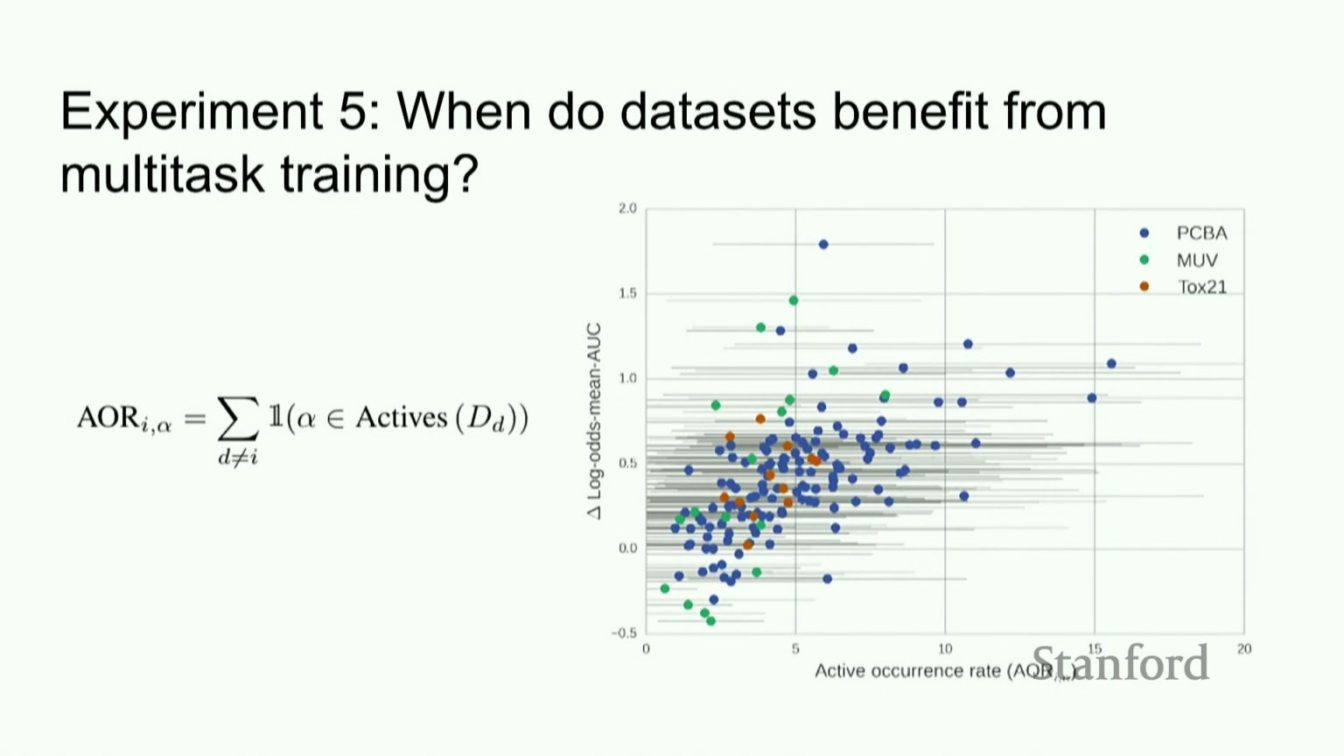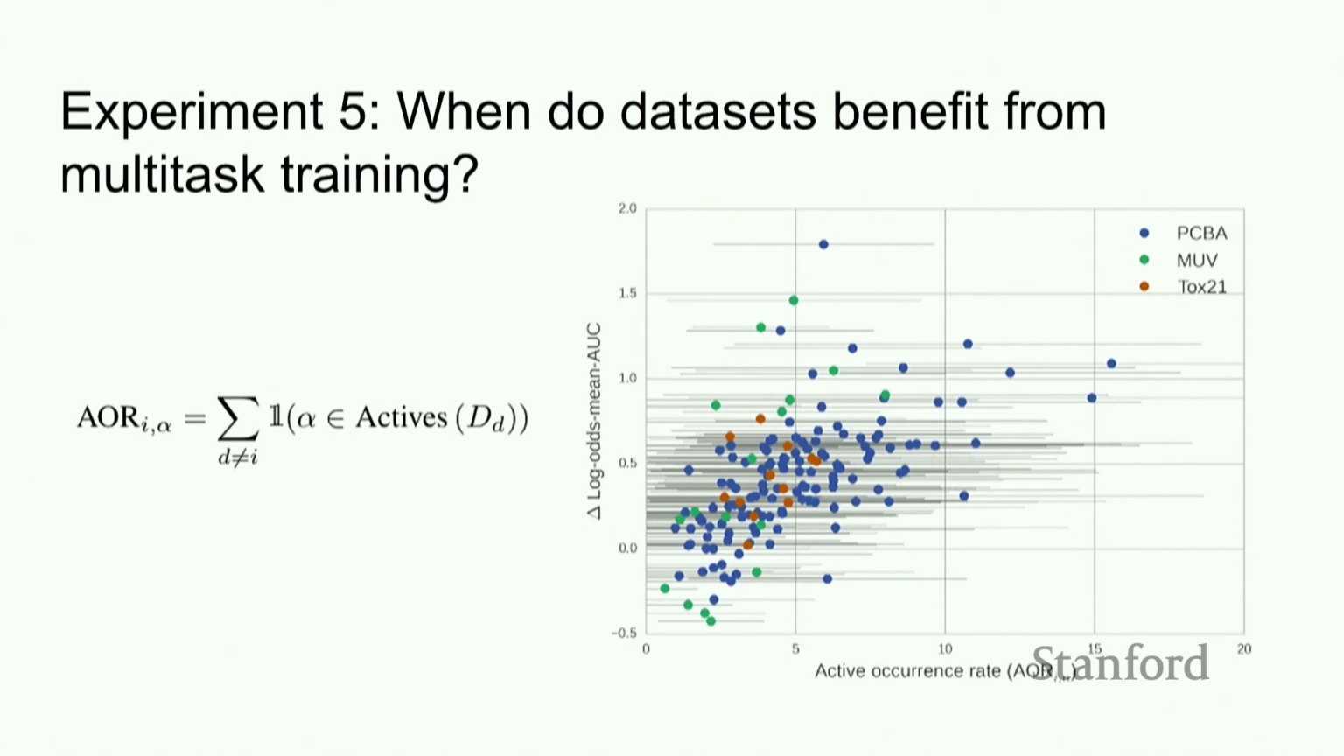So the last set of experiments they do is to try to figure out when specifically do data sets benefit from multitask training. The first way to test this is they create this metric called active occurrence rate, which is basically, for a specific data set and a specific molecule, the number of other data sets that that molecule is also active in. They want to see if a molecule is active in a lot of data sets, does multitask learning help train better for a specific task than it would if it's only active for a small number of tasks.